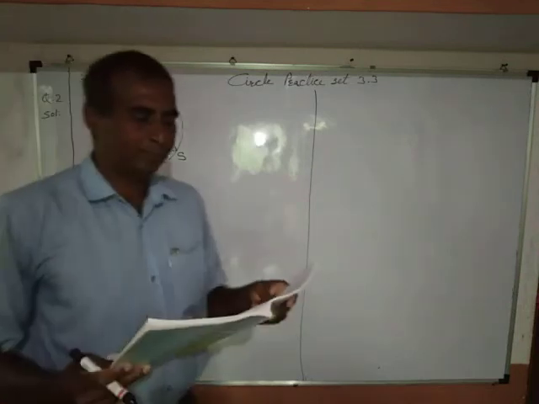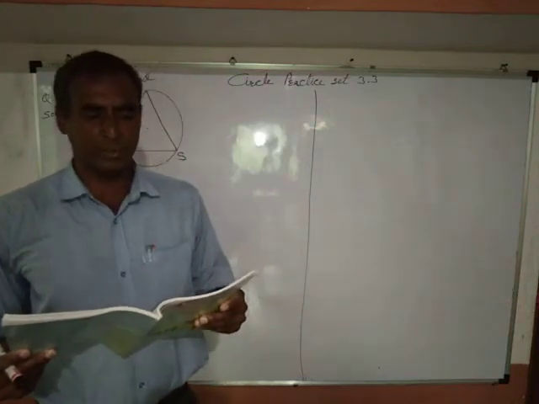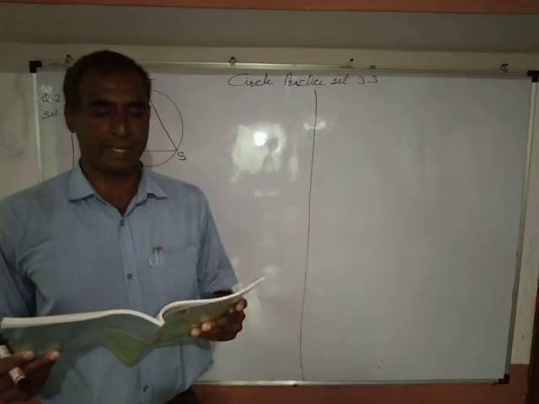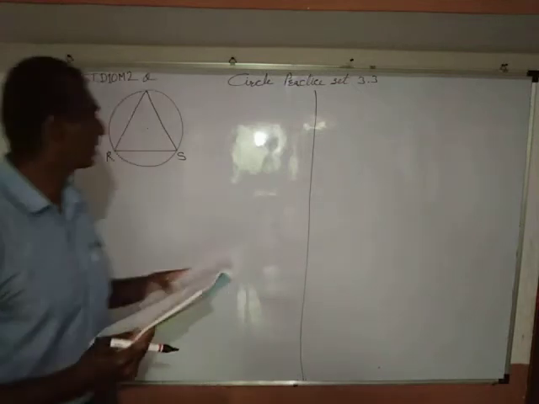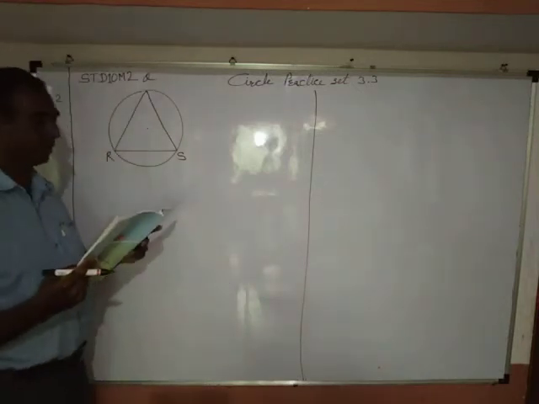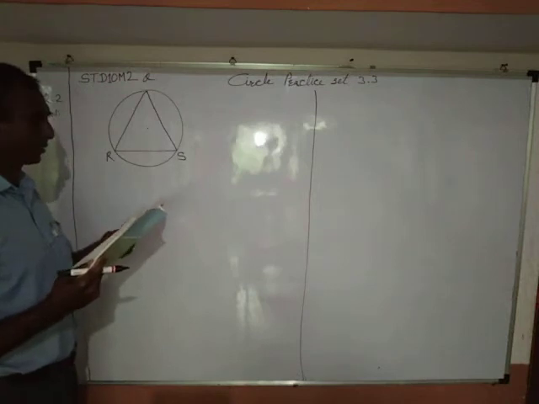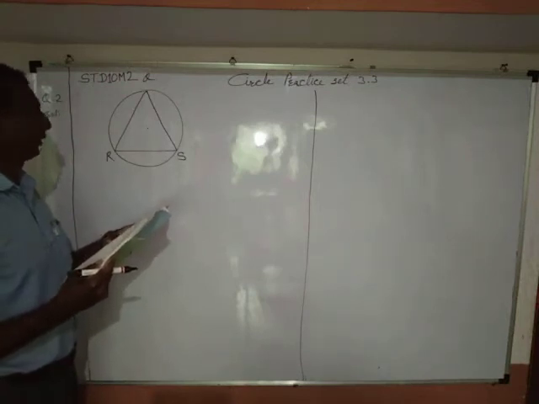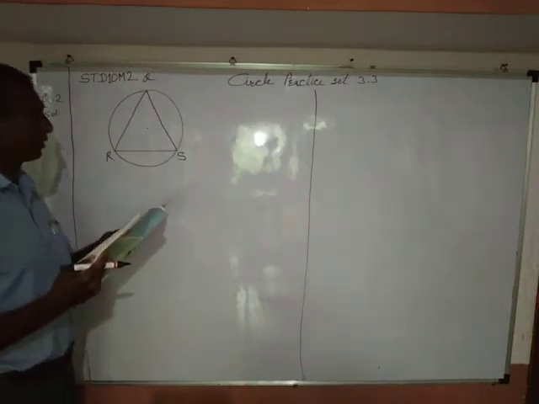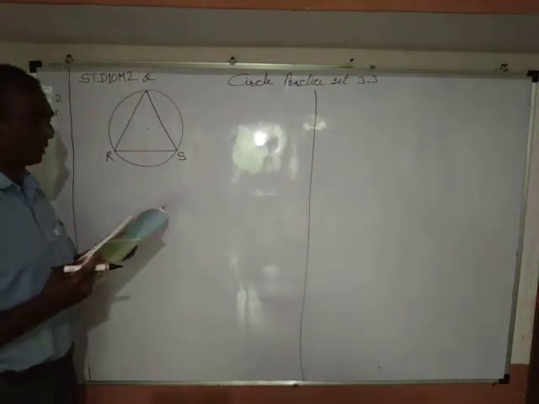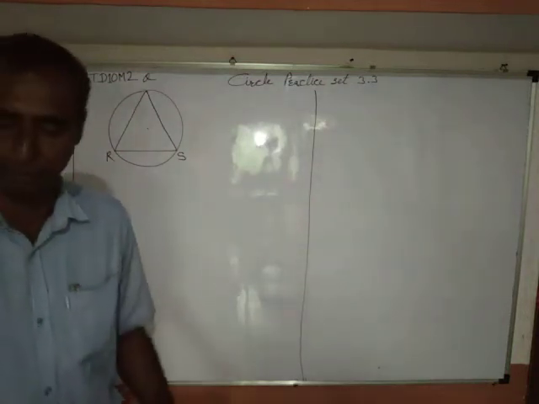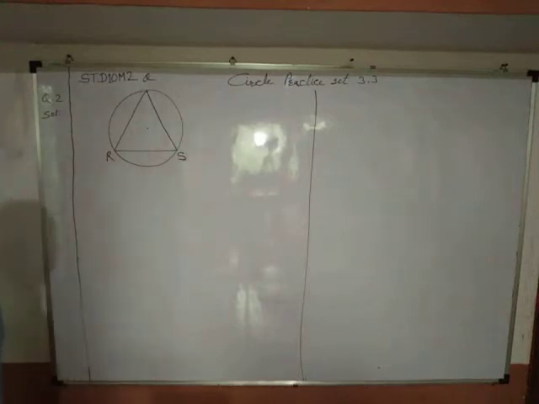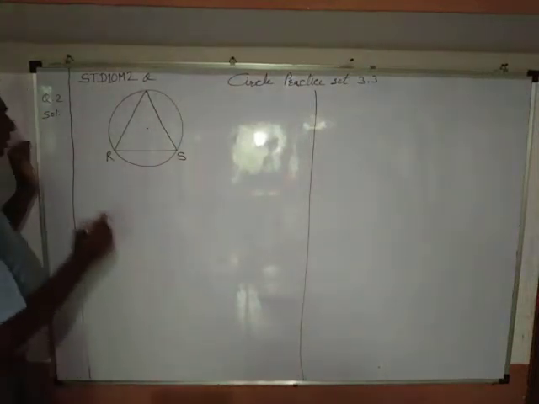Question second. In the figure, triangle QRS is an equilateral triangle. Prove that arc RS congruent arc QS congruent arc QR. Measure of arc QRS equals 240 degrees. Okay. Let's mention its proof.